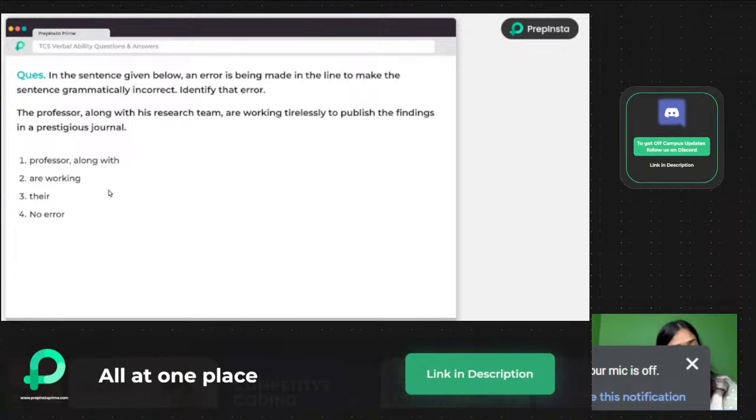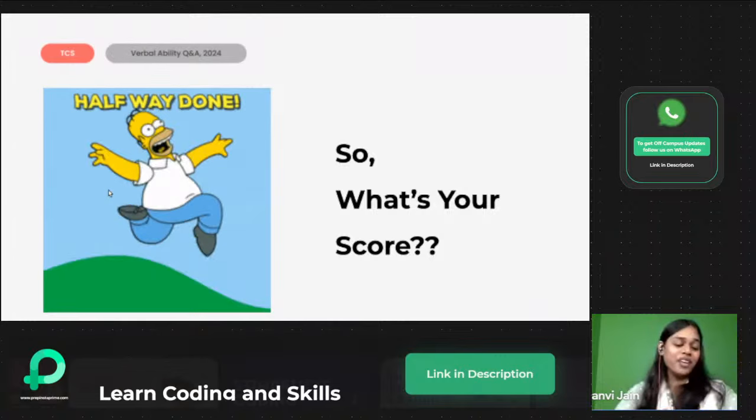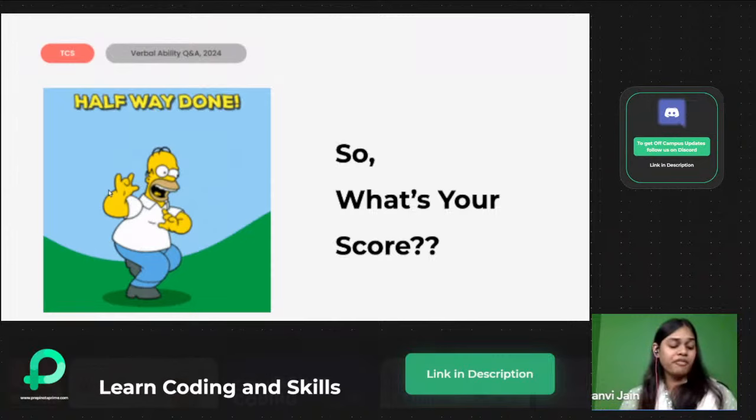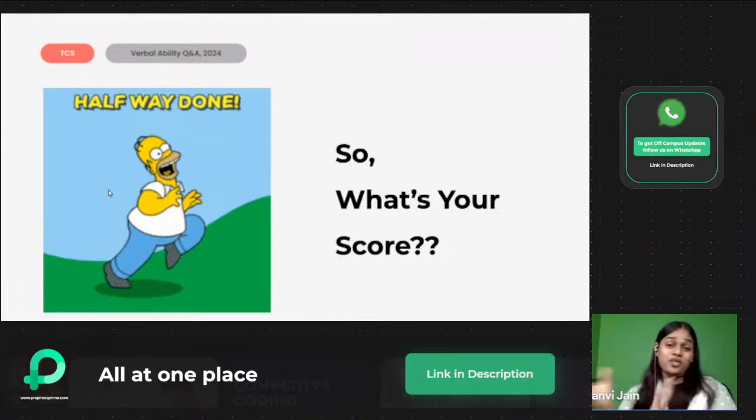Okay, so here comes great news that we're already halfway done with our entire session. So what's your score? Quickly drop your scores here. We have completed 5 questions, guys. Drop your scores, what is your score out of 5? And then we'll move forward with the remaining questions. We are going to have some interesting questions coming up, right?